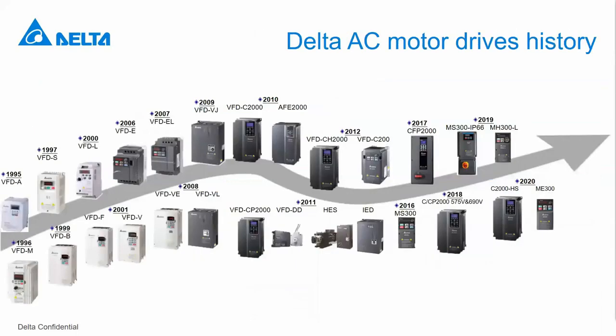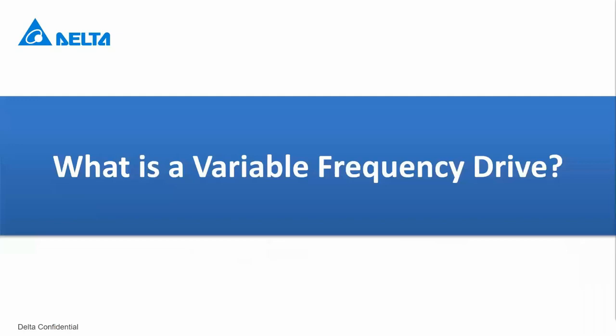I put here just a quick graph to show you the different drives that Delta has released in the last 25 years. Drives are widely used across many industries, and it's always good to have the right product for the right application. So very quickly, what is a frequency drive? There are many names you'll find on the market, like variable frequency drives, variable speed drives, inverters, AC motor drives, variable voltage variable frequency drives. That's VVVF, which I think is mostly used in Germany and elsewhere. Most of the time they all refer to the same device.